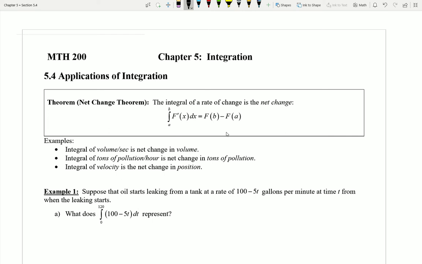So in our last section of this semester, we're going to take a look at some of the ways that we can begin to apply integrals. And so we'll start here by taking a look at the very important theorem, the net change theorem.